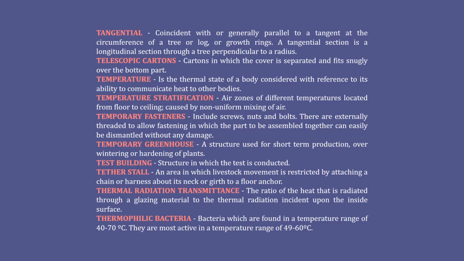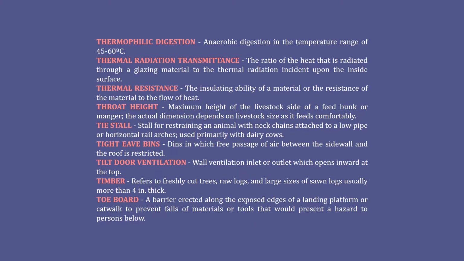Test building: structure in which the test is conducted. Tether stall: an area in which livestock movement is restricted by attaching a chain or harness about its neck or girth to a floor anchor. Thermal radiation transmittance: the ratio of the heat that is radiated through a glazing material to the thermal radiation incident upon the inside surface. Thermophilic bacteria: bacteria which are found in a temperature range of 40 to 70 degrees Celsius. They are most active in a temperature range of 49 to 60 degrees Celsius. Thermophilic digestion: anaerobic digestion in the temperature range of 45 to 60 degrees Celsius.